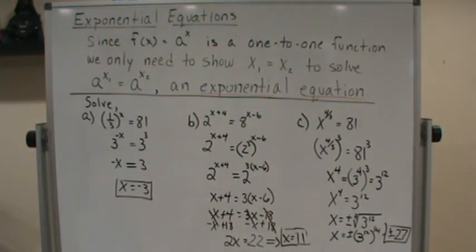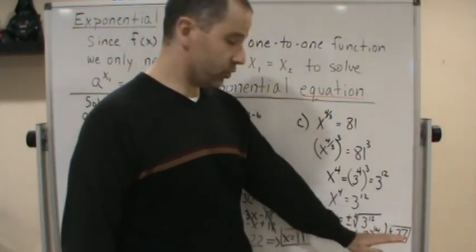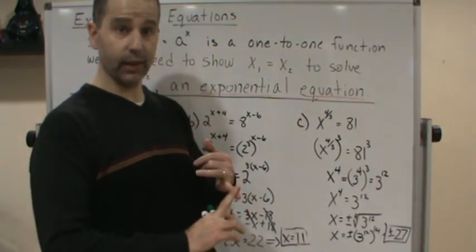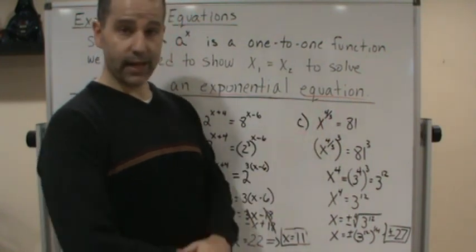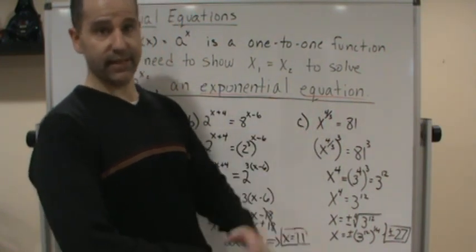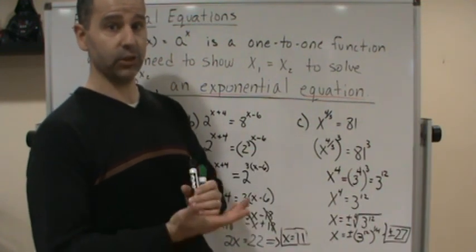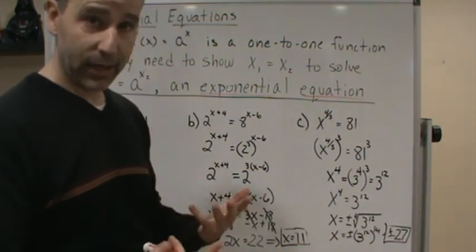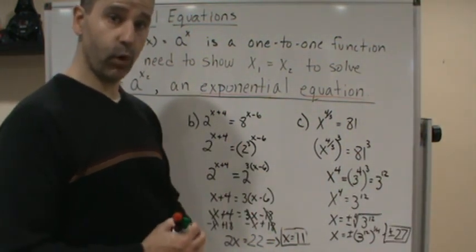Now, you want to make sure you check both of these answers. Check positive 27 and negative 27 to make sure they both satisfy the equation. In this case, they both do. But double check, because it won't always be the case. There will be cases, application type problems, where one answer will be good and the other one won't.